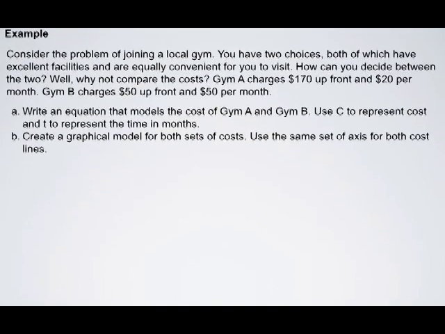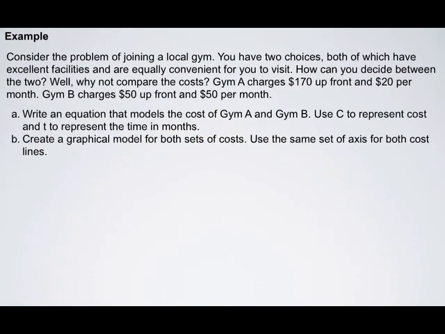For example, consider the problem of joining a local gym. You have two choices, both of which have excellent facilities and are equally convenient for you to visit. How can you decide between the two? Well, why not compare the costs? Gym A charges $170 up front and $20 per month. Gym B charges $50 up front and $50 per month.